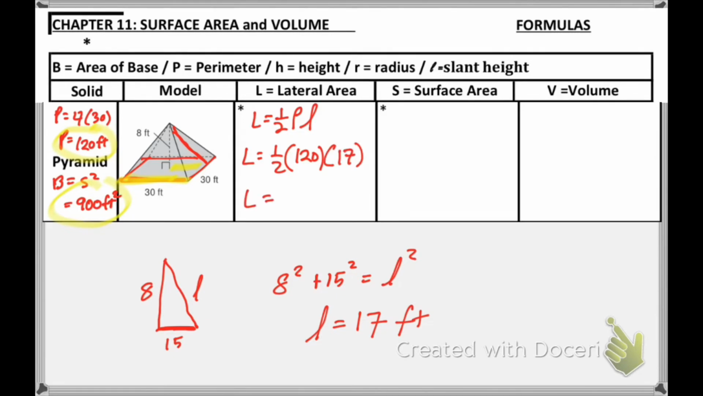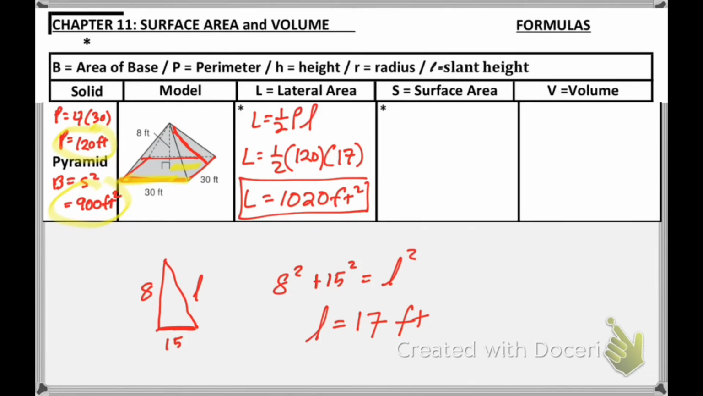So my lateral area, when you do your algebra, you get 1,020 feet squared. Let me double check myself really quick. Yeah.